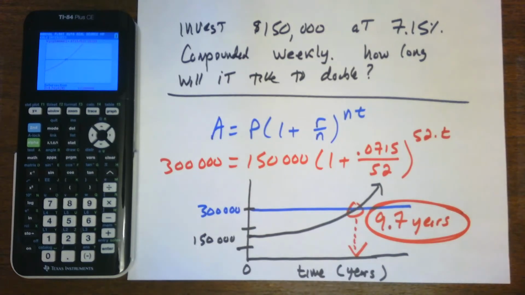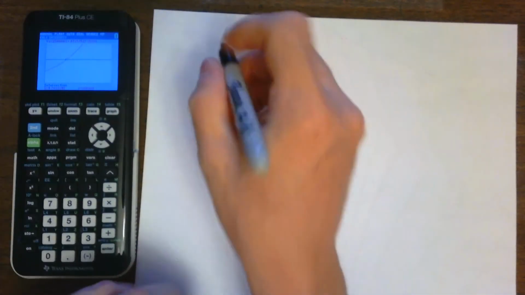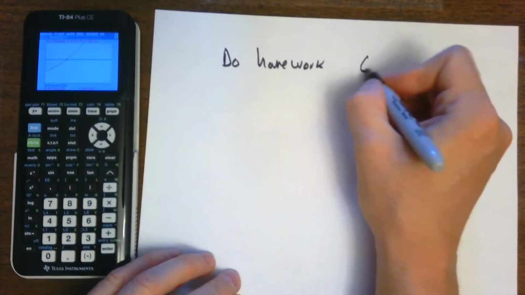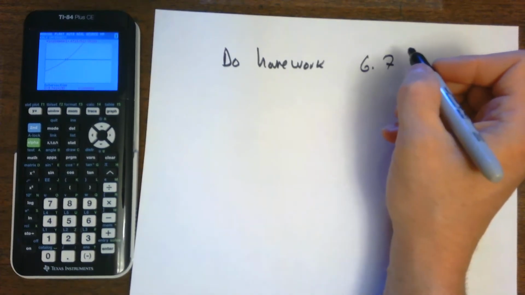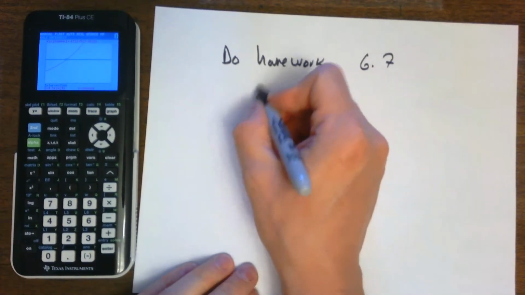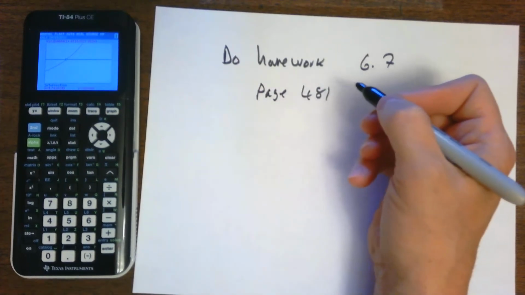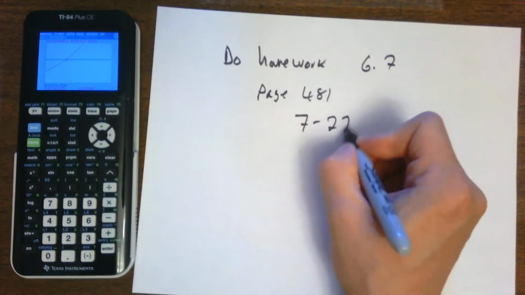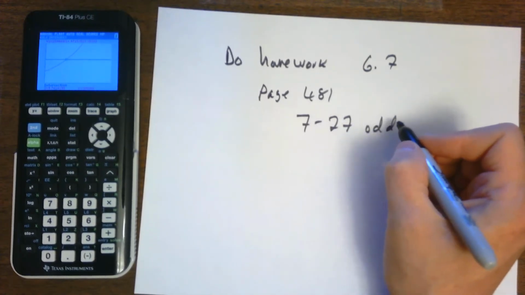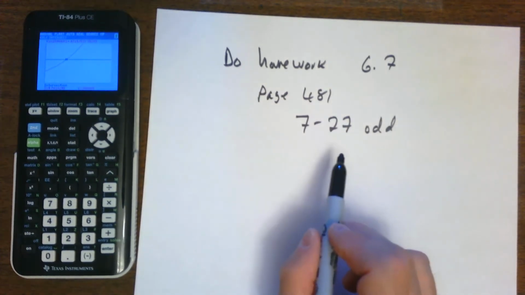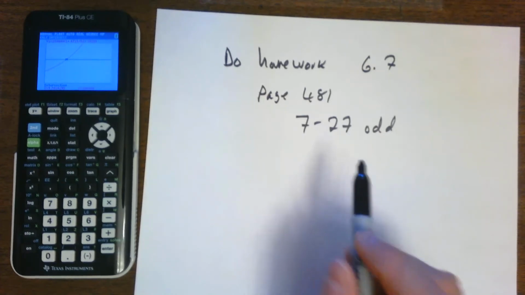All right, ladies and gentlemen, that's the end of the first application here, the financial application. What I'd like you to do now is go ahead and do the homework from 6.7. The homework from 6.7 is on page 481. I want you to do problems 7 through 27, the odd numbered problems. There's a whole bunch of different things in there. Just substituting, writing a formula down, substituting the numbers in, solving for different values, going back and forth.